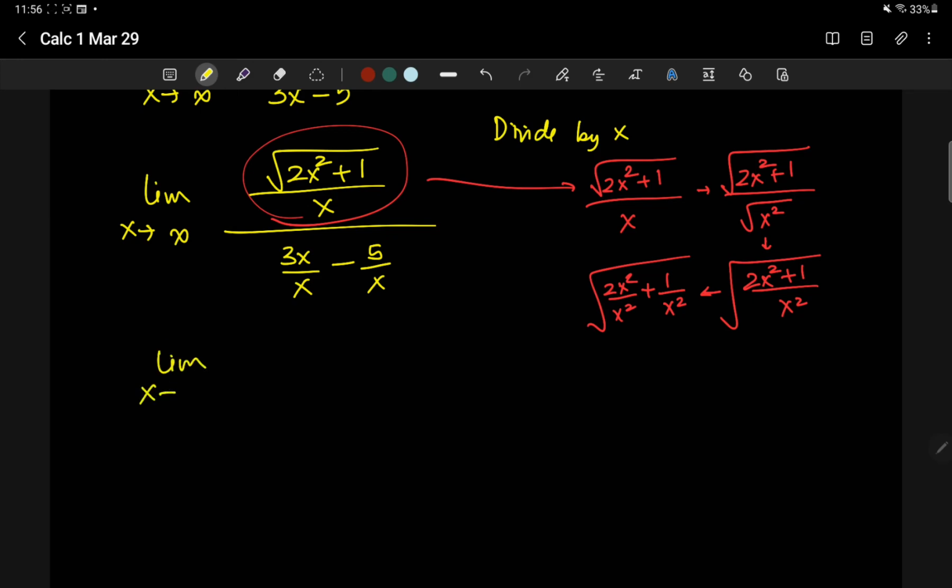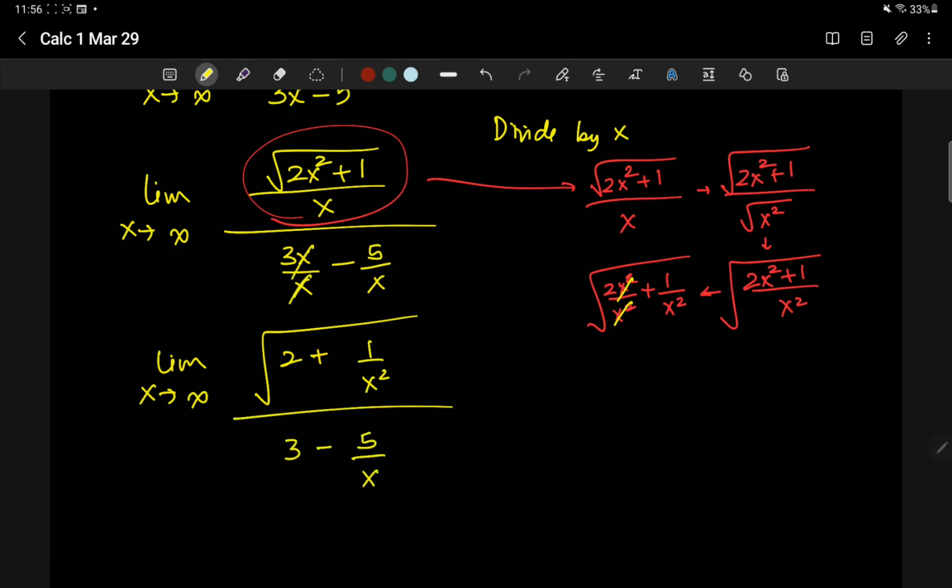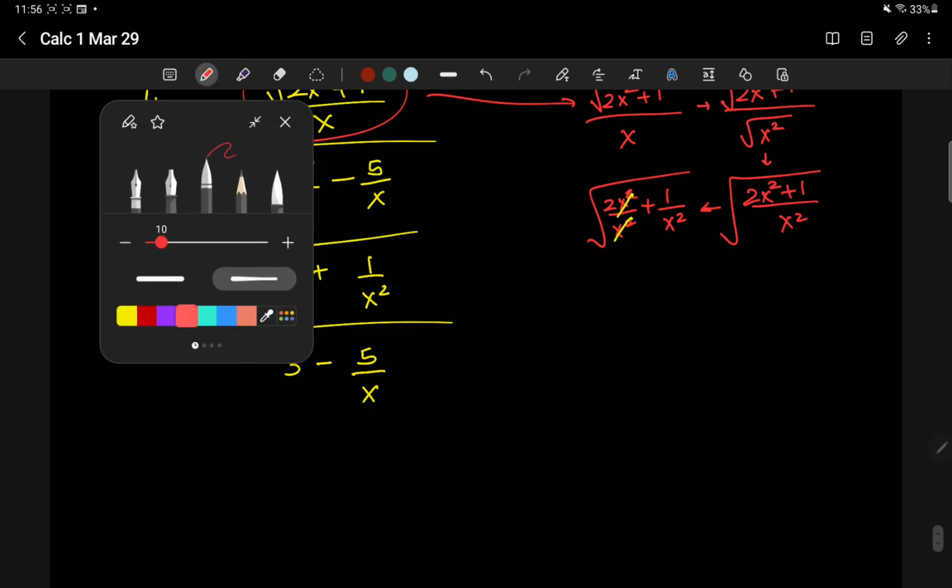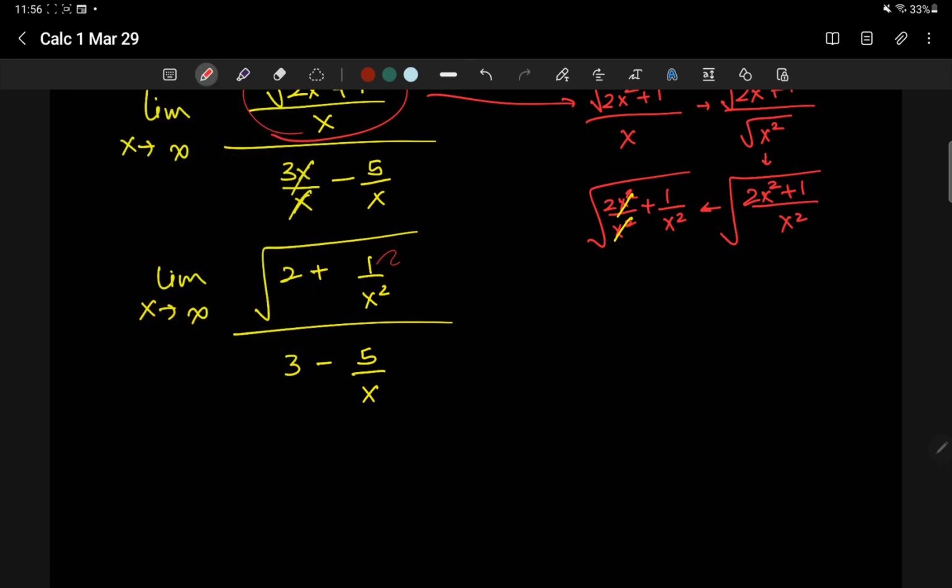So this now becomes limit x goes to infinity, big square root of, these cancel out, so 2 plus 1 over x squared, these cancel out, 3 minus 5 over x. And for each of these terms, which are 1 over x to the r, we know the limits. They are 0. So we're left with square root of 2 over 3, which is going to be a horizontal asymptote.